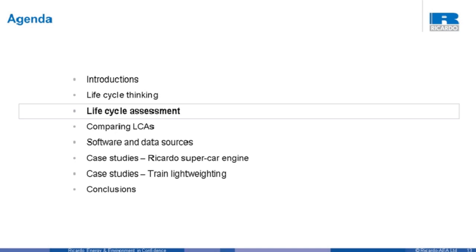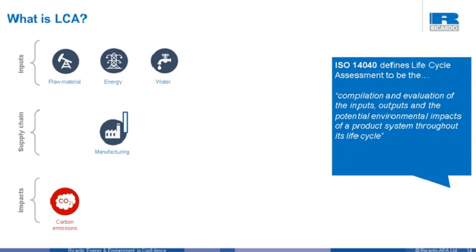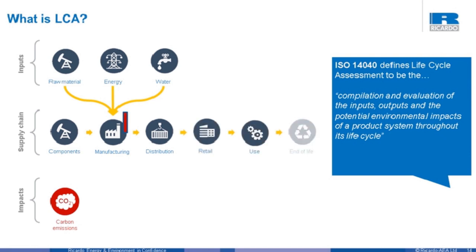So ISO 14040 defines life cycle assessment to be the compilation and evaluation of the inputs, outputs, and potential environmental impacts of a product system throughout its life cycle. This means we look at the impacts of processes within our control. For instance, if we are the manufacturer, the emissions associated with our factory. But we also look upstream to the impacts associated with producing the components we use. The impacts associated with extracting raw materials, impacts associated with distribution, perhaps retail, the use phase, and finally, end of life.